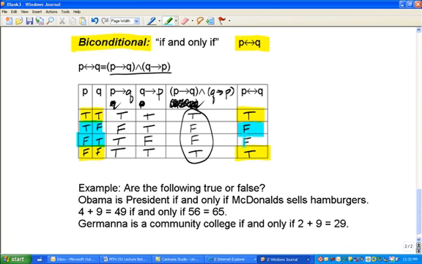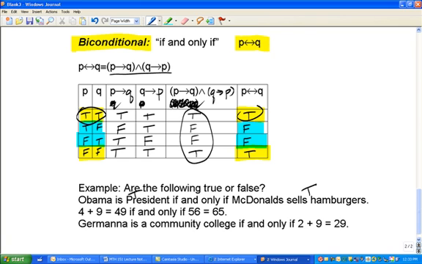So let's look at some examples. We're going to talk about the truth value of these examples. Obama is president if and only if McDonald's sells hamburgers. Well, this is true, and this is true. It's an if and only if. They're both true, so our statement is true.